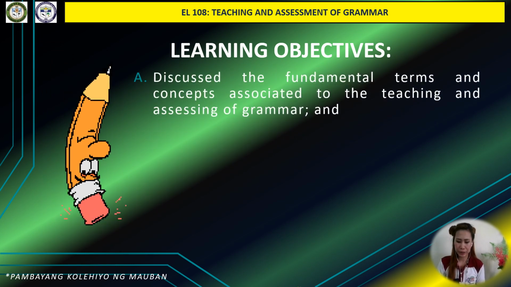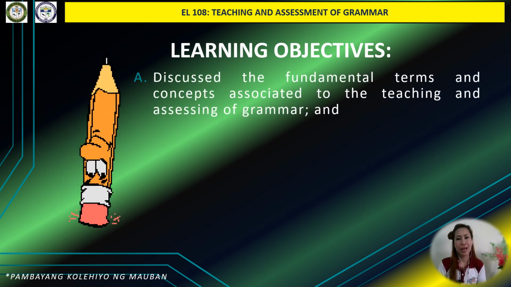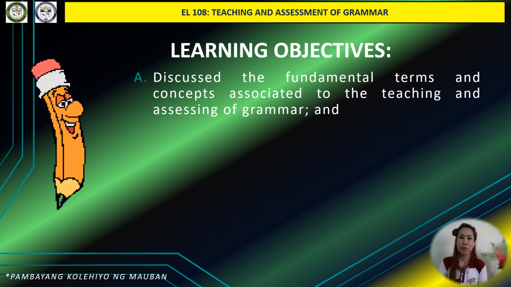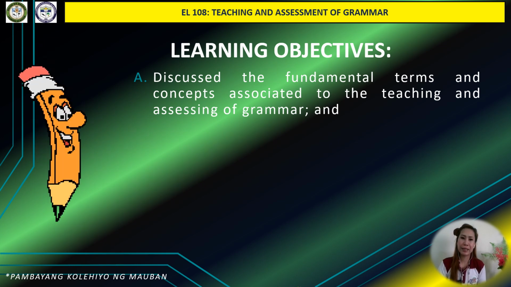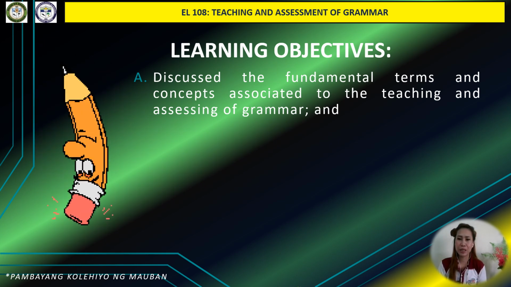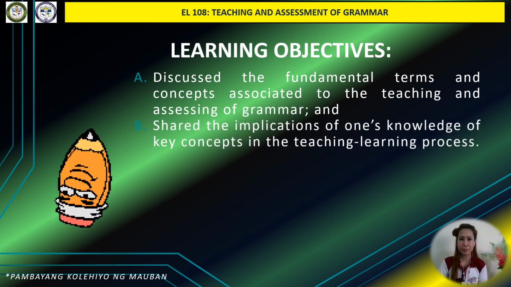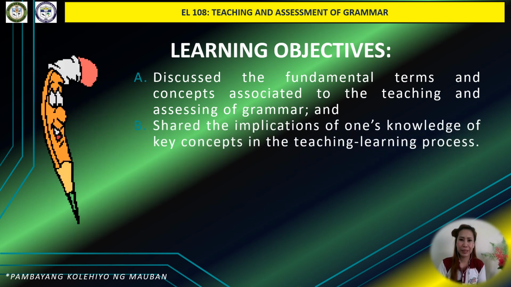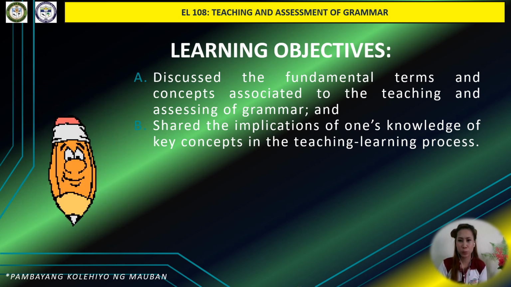And here is the list of learning objectives that you must learn after this lesson. The first one: discuss the fundamental terms and concepts associated with the teaching and assessing of grammar. And lastly, share the implications of one's knowledge of key concepts in the teaching-learning process.